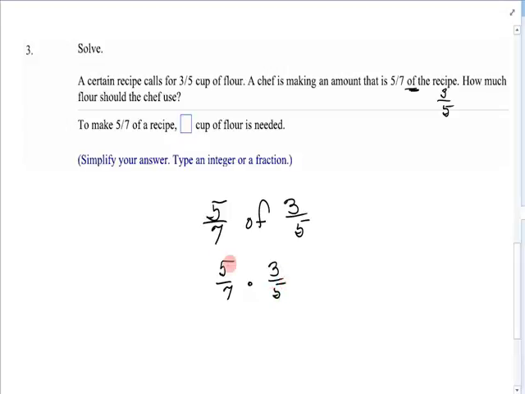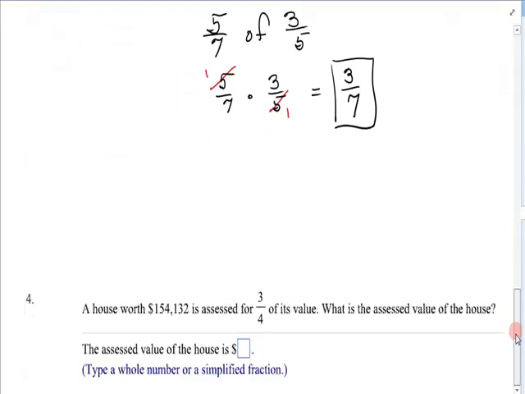Can I reduce on my diagonals or up and down? Can I bow tie? Yes. 5 goes into 5 once, 5 goes into 5 once. That leaves me with 3. 1 times 3 is 3, and 7 times 1 is 7. I need only 3/7 of a cup. Now that might be a problem because I don't have a cup in my kitchen that measures sevenths, but this was a made-up problem. All right, one more.